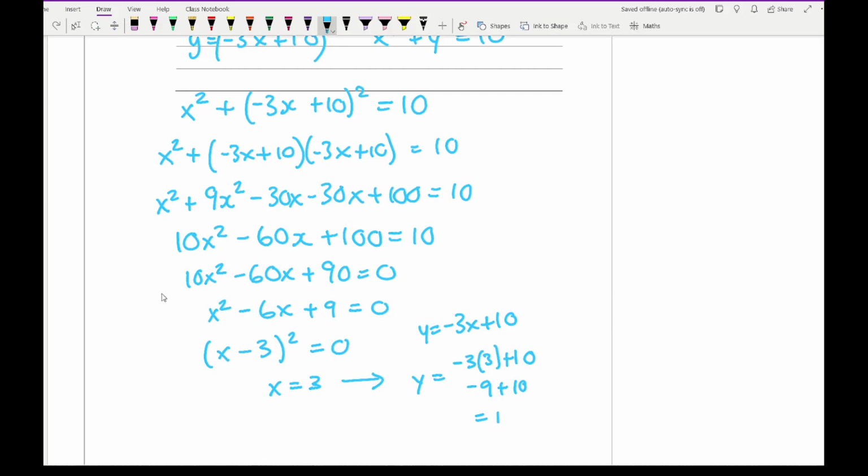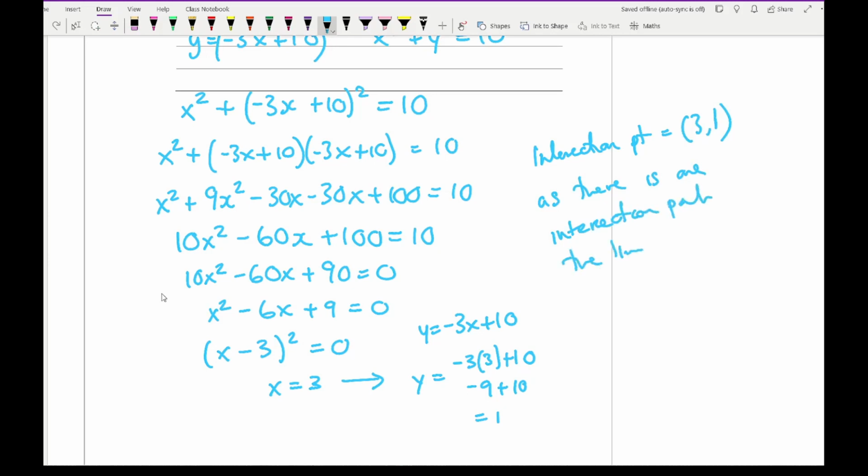So the intersection point is equal to (3, 1). And as there is only one intersection point, the line is a tangent. And there we go.